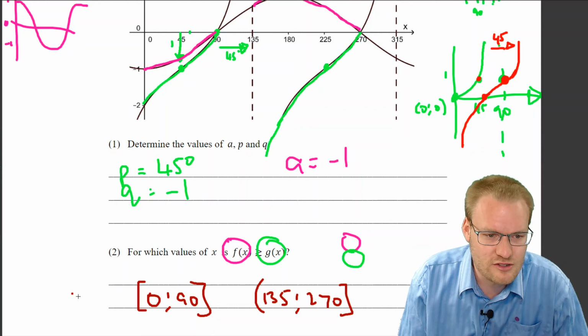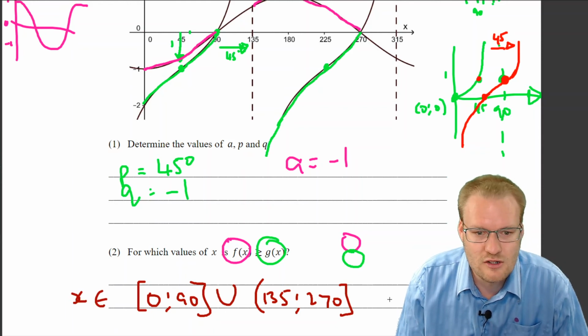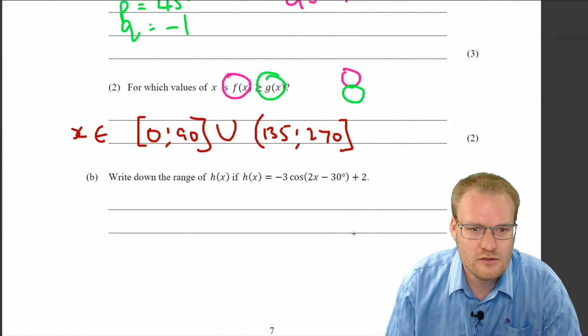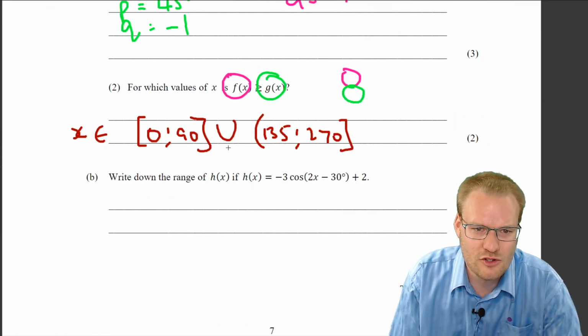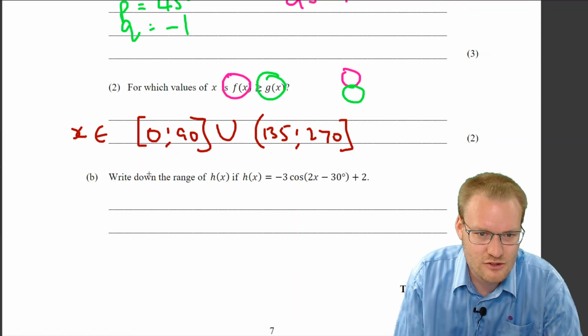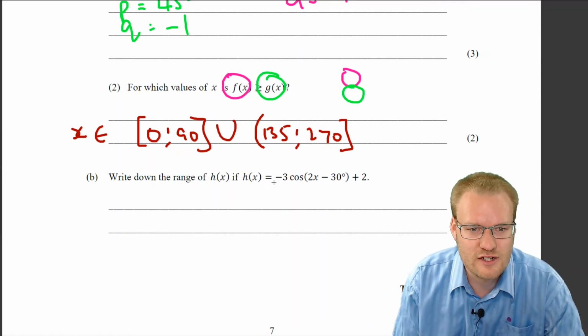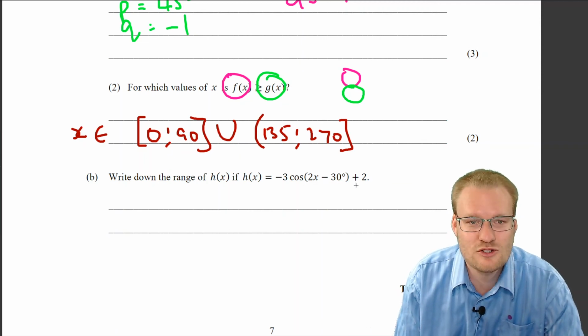So for which values of x? Well, x is an element of those two. Don't worry about the element, the union. We're just saying those two. And okay, so write down the range of h of x, if h of x is -3 cos(2x - 30 degrees) + 2.